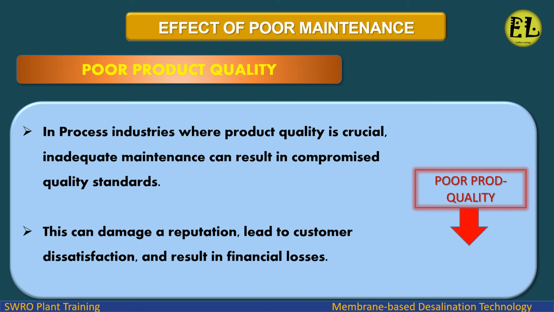Poor product quality. In process industries where product quality is crucial, inadequate maintenance can result in compromised quality standards. This can damage reputation, lead to customer dissatisfaction, and result in financial losses.